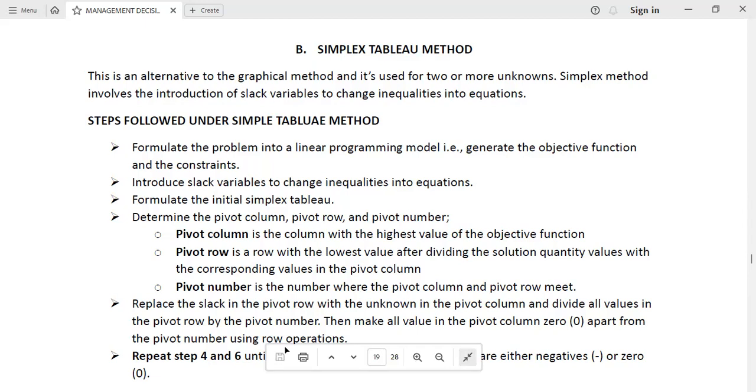A pivot column is a column with the highest value of the objective function. We say the objective function, we have already formulated it because it's the one we start to formulate, which shows the overall objective of the model, whether it is going to be maximizing profit, minimizing costs, whatever has been given, it's what we start with. So we pick the highest value of that model.